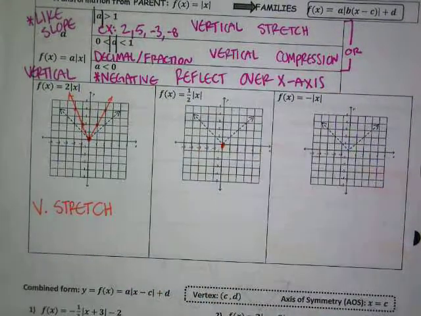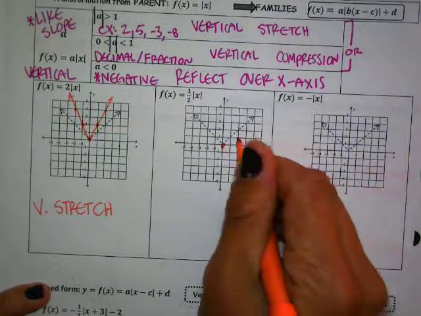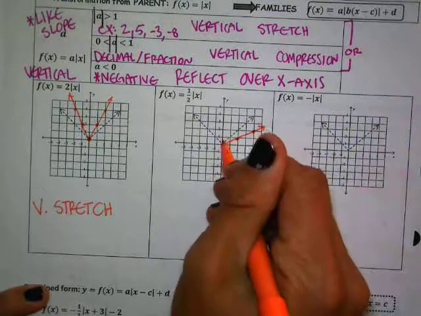Same thing on this one. We're starting at 0, 0. There's no shifting. What is the slope going to be? 1 over 2. So you go up 1 and over 2, because it's positive. Up 1 over 2. Up 1 over 2. So it's fatter.